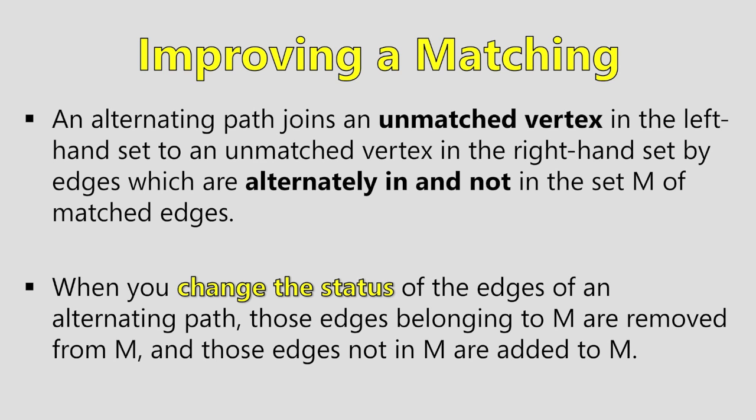When you change the status of the edges of an alternating path, those edges belonging to M are removed from M, and those edges not in M are added to M. That's what change the status is. And that is all relevant for the maximum matching algorithm. Yay!